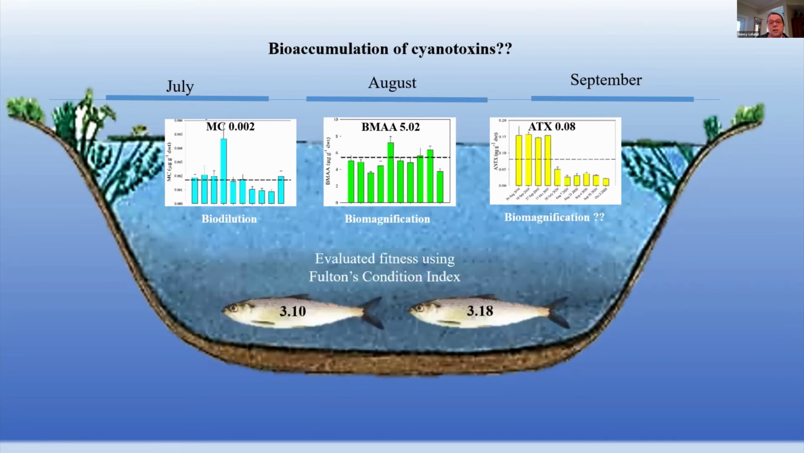We also wanted to see if the occurrence of these microcystins in their fish tissue had anything to do with impacting the fitness of these juvenile alewife. And so we used what's called Fulton's condition index, where a value of 3 is considered to be a good value and a healthy population of fish. So our calculated values for that, you can see 2019 was 3.1 and 2020 was 3.18.